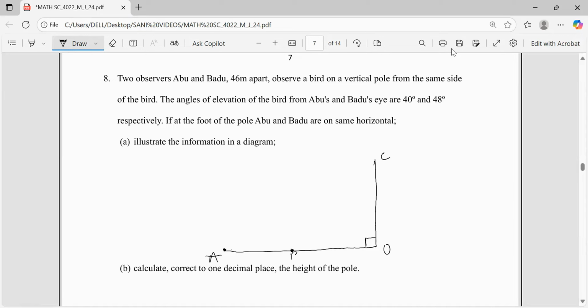And let's represent Badu as B. So the angle of elevation of the bed from Abu is 40 degrees. Of course, Abu will come first with 40 degrees, because the closer you are to the pole, the higher the angle of elevation. So you have 40 degrees here. And from Badu, you have 48.